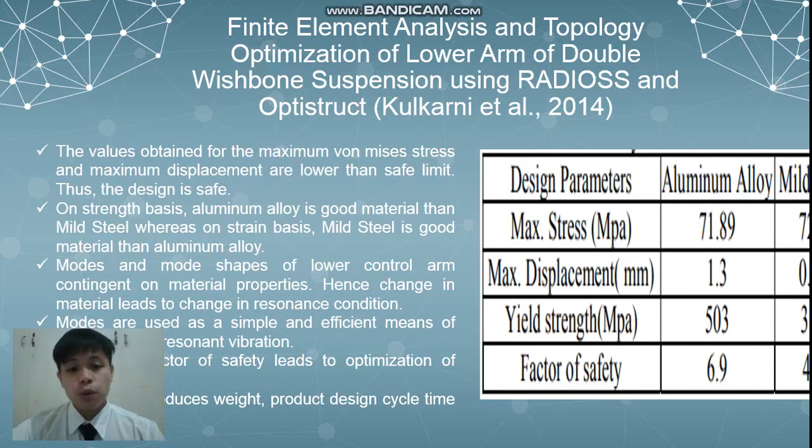Modes and mode shapes of lower control arm are contingent on material properties, which means a change in material leads to a change in resonance condition. Modes are used as a simple and efficient means of characterizing resonant vibration. Optimization has several advantages since it reduces weight, product design cycle time, and cost.